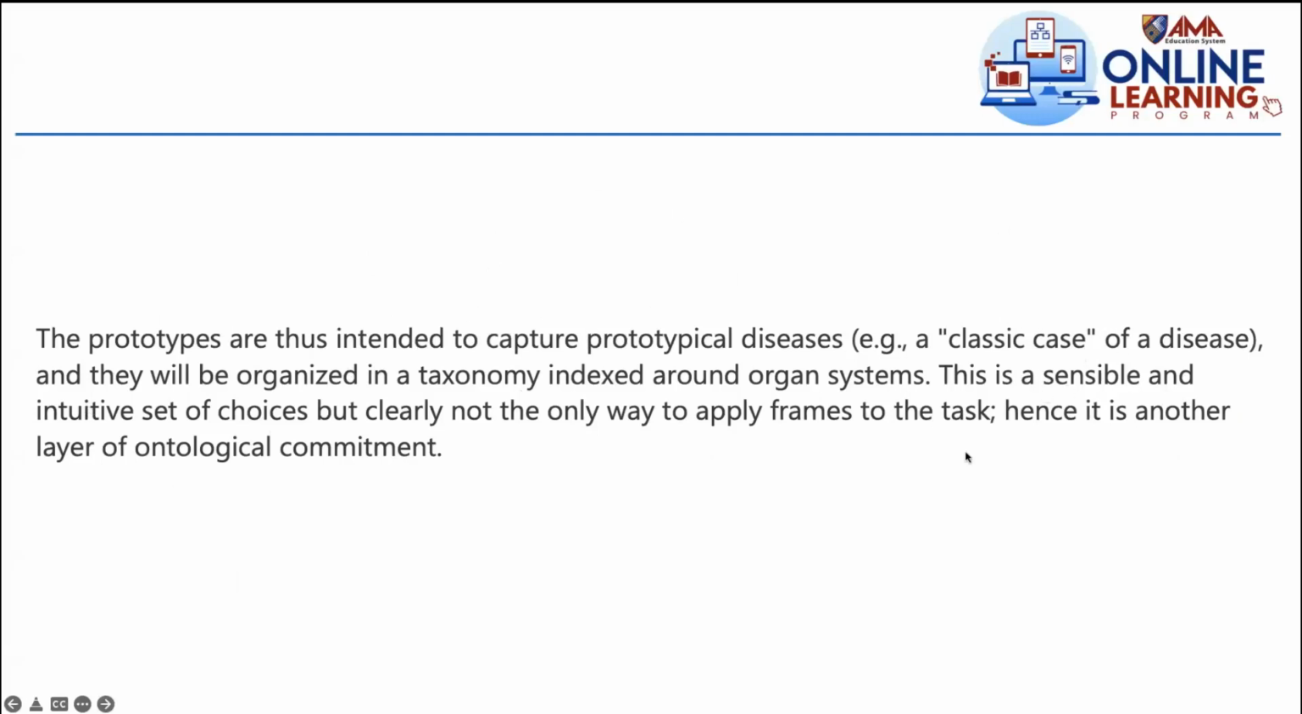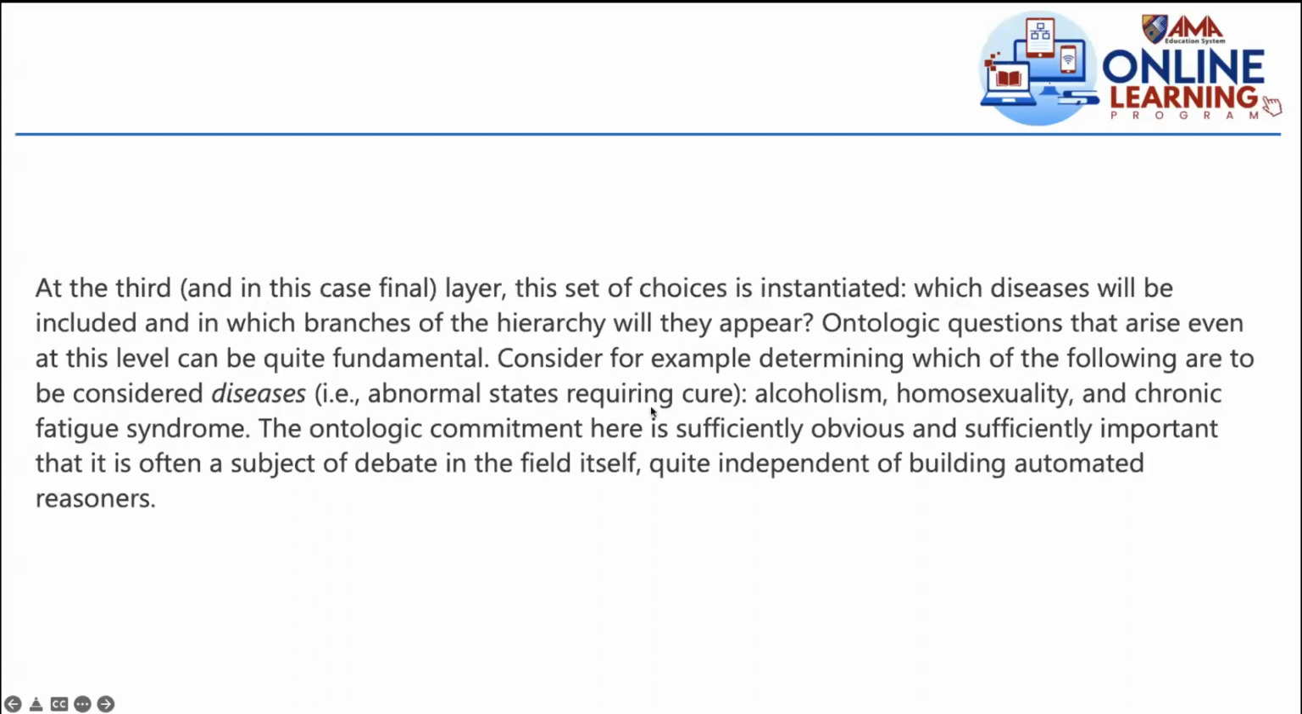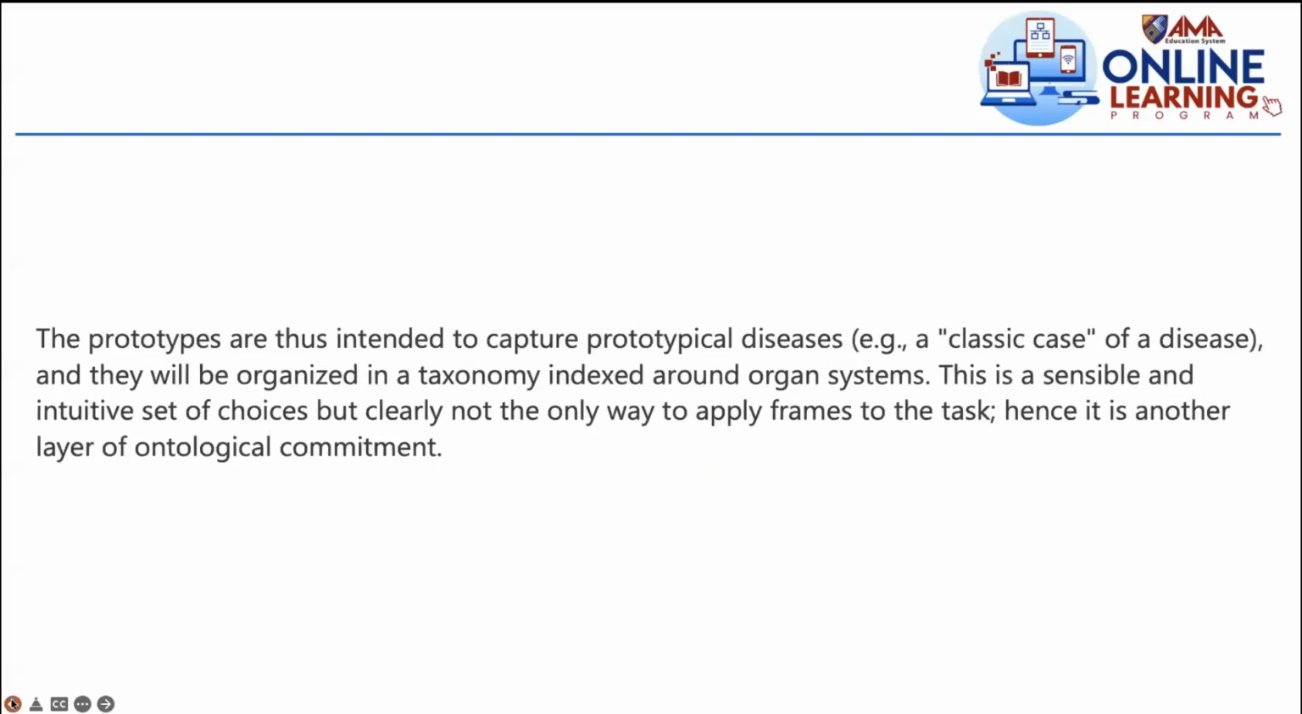So this is a sensible and intuitive set of choices, but clearly not the only way to apply frames to the task. That's why another program was developed, which is MYCIN, using rules, but the same task, medical diagnosis. Because this is not the only way, of course, it may have a different outcome because of the different techniques to represent knowledge. Hence, it's another layer of ontological commitment.